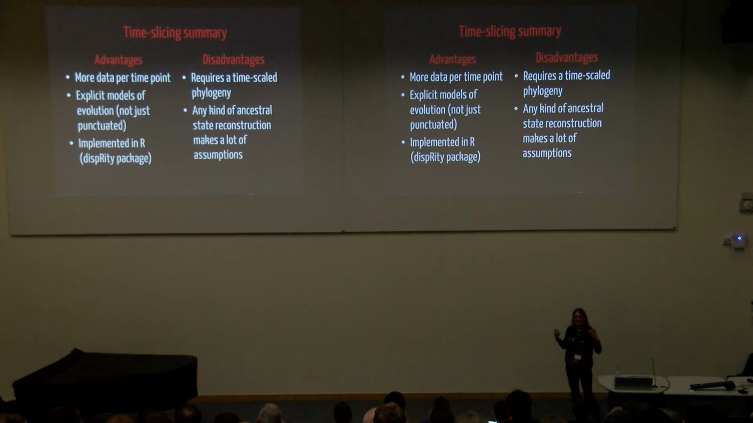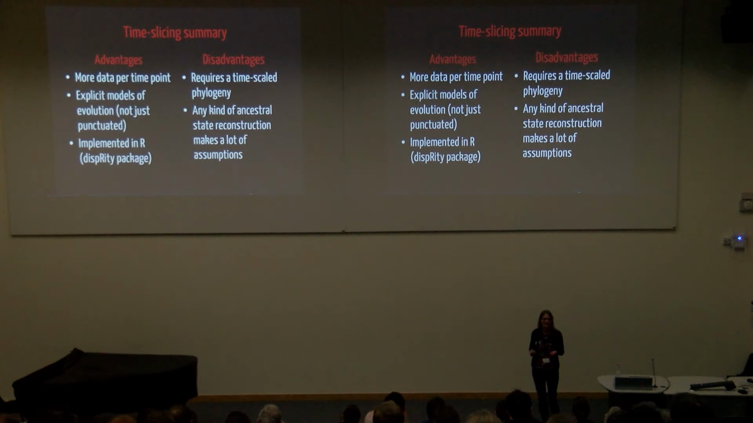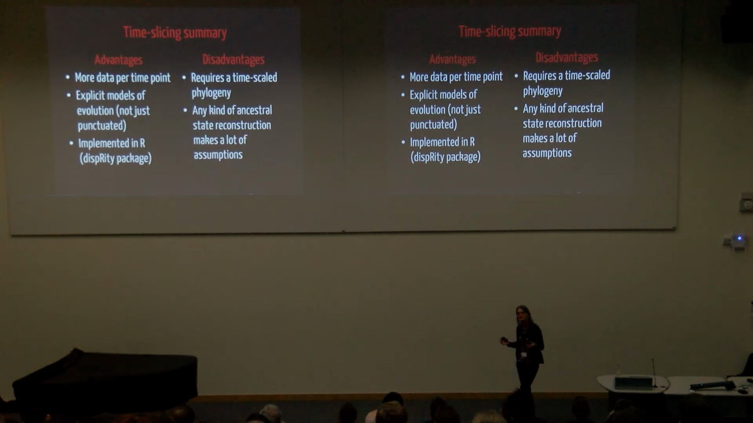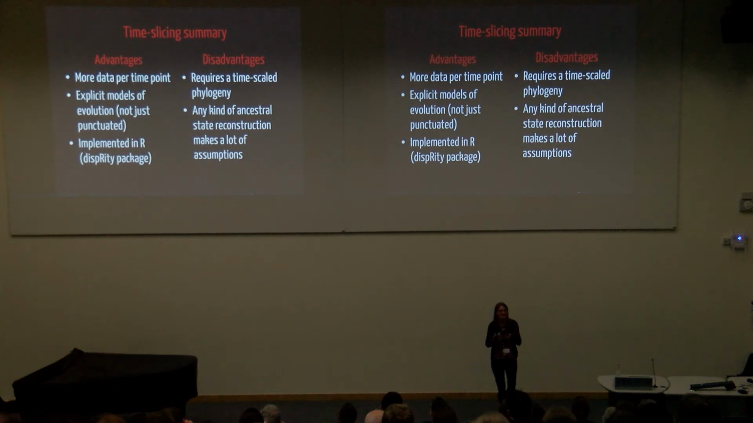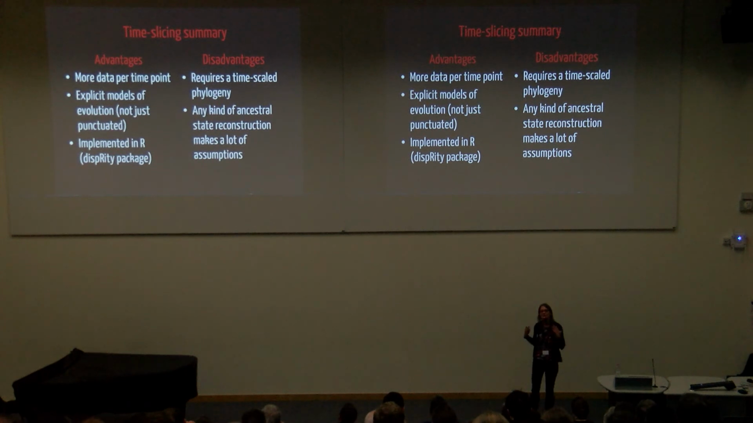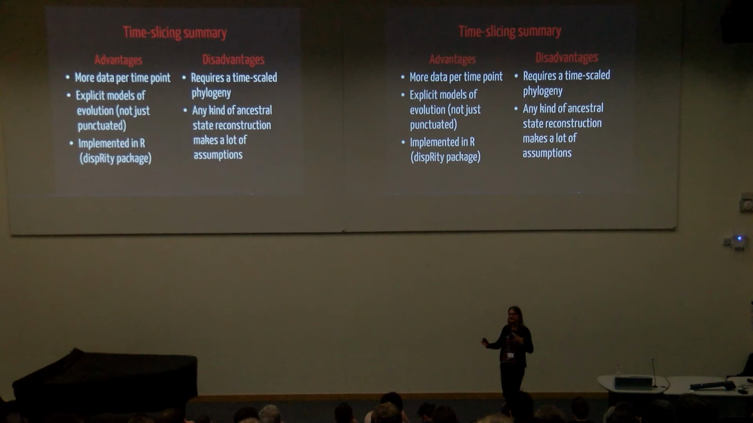What I wanted to throw up here is that there are some benefits and some disadvantages to using this kind of approach. The advantage is that it allows you to use more data per time point. This is good for a couple of reasons. Sometimes when we're looking at stratigraphic periods, we find that some of these periods have very few taxa. However, we know that there must be ancestral species in there, there must be more data. By using a time slicing approach, we're using the data that we know exists. We're using what we know about the phylogeny to put as much data in as possible.